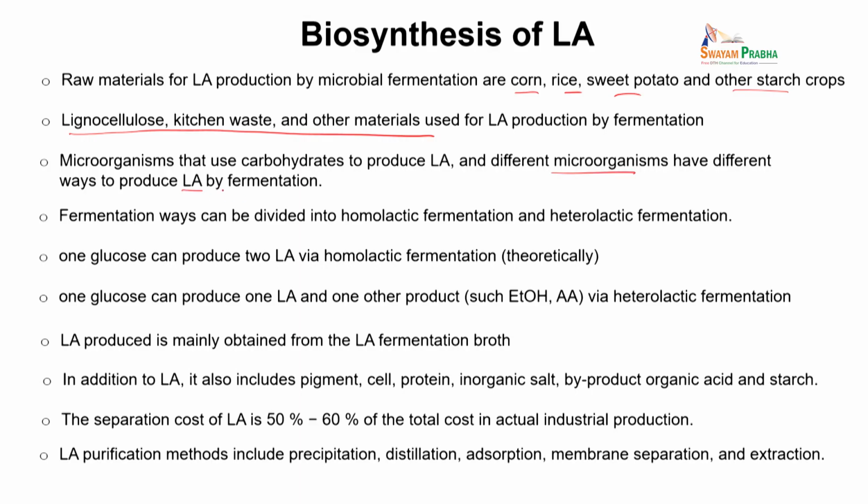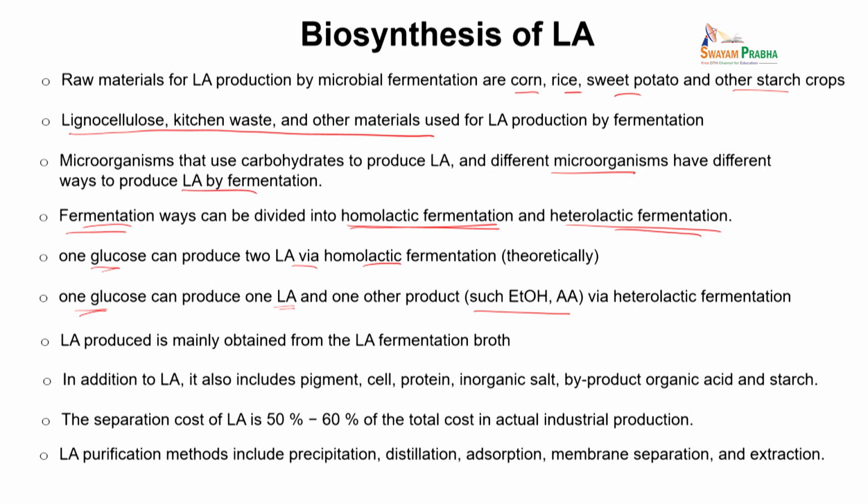So, I already mentioned the microorganisms and how the LA is produced. The fermentation itself actually involves two kinds of approaches. One is called homolactic fermentation and the other heterolactic fermentation. What it means is, in the homolactic, each glucose molecule can give you 2 lactic acid theoretically, in theory, okay, but in practice that's not going to be the case. Whereas in the heterolactic, one glucose will give 1 lactic acid, and there are going to be some other products like ethyl alcohol, acetic acid and other things. Okay, so depending upon which microorganism you use, the fermentation mechanism can be either homolactic or heterolactic.